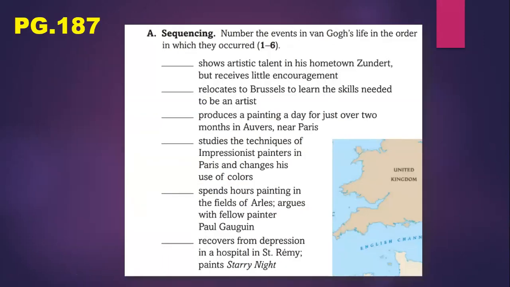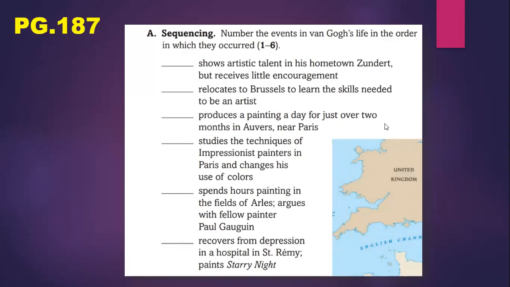Here, please, I need your help, as always. We're going to number the events in Van Gogh's life in the order in which they occurred, from number 1 up to number 6. Please, who wants to help me with number 1? Please, activate your microphones. Don't be afraid to speak. You can activate your microphones as soon as you want, so you can participate more. Okay. But what's number 1?